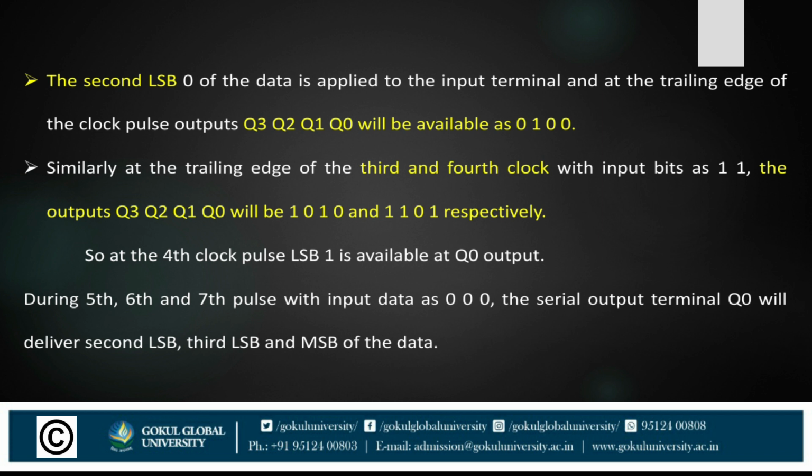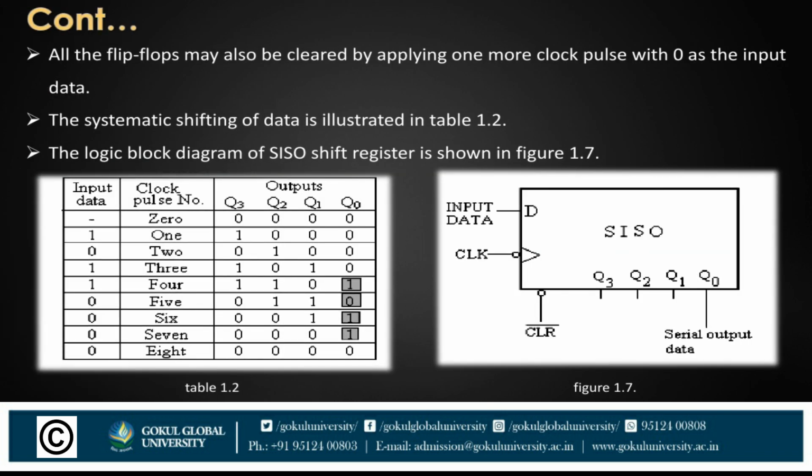During the 5th, 6th and 7th pulses with input data as 000, the serial output terminal Q0 will deliver the second LSB, third LSB and MSB of the data. All the flip-flops may also be cleared by applying one more clock pulse with 0 as the input data. Systematic shifting of the data is illustrated in table 1.2. Here you see the logical block diagram of the SISO shift register shown in this figure.